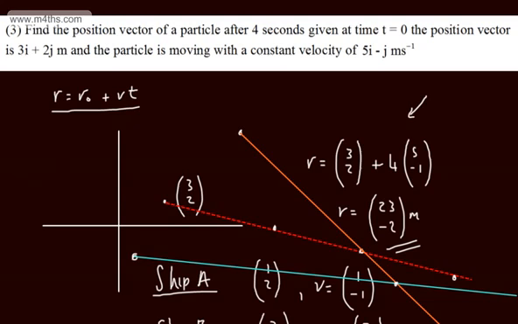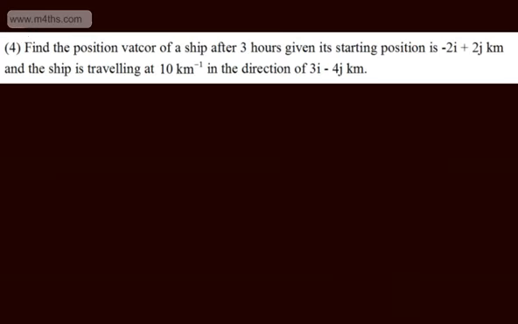So let's move on and look at another type of question. In question 4, we're asked to find the position vector, I assume that's vector, of a ship after 3 hours, given its starting position is minus 2i plus 2j kilometres, and the ship is travelling at 10 kilometres an hour in the direction of 3i minus 4j kilometres an hour.